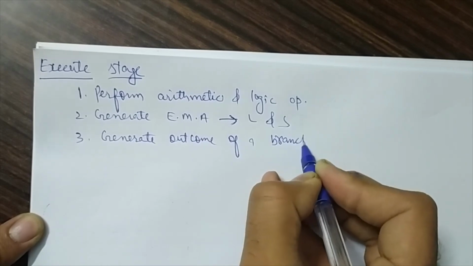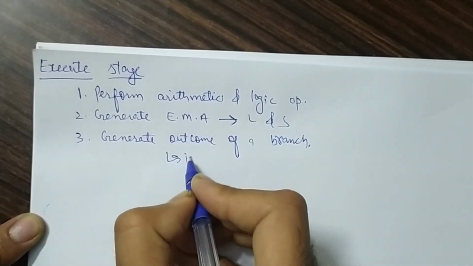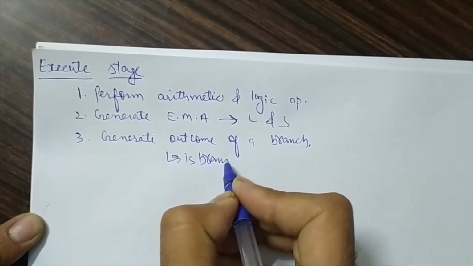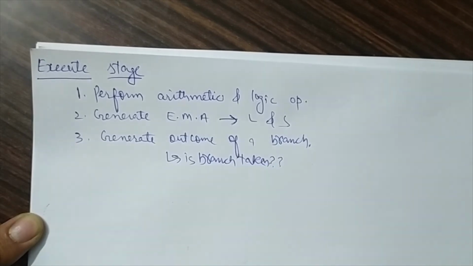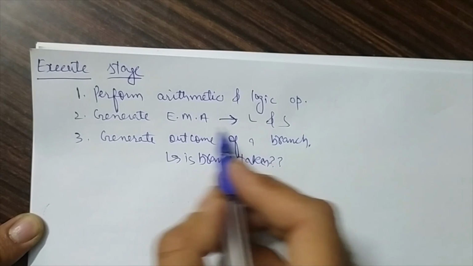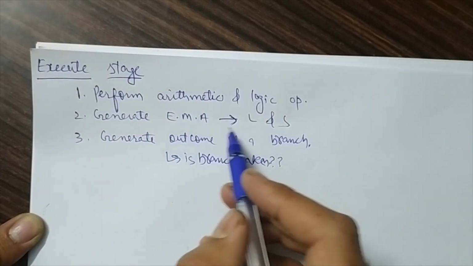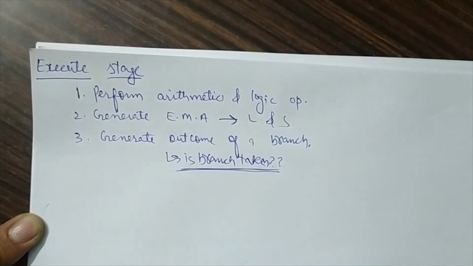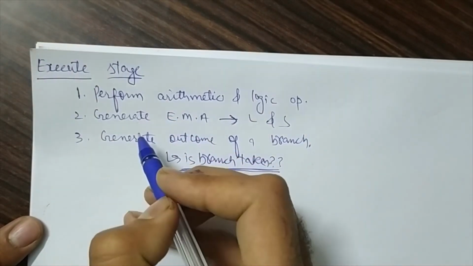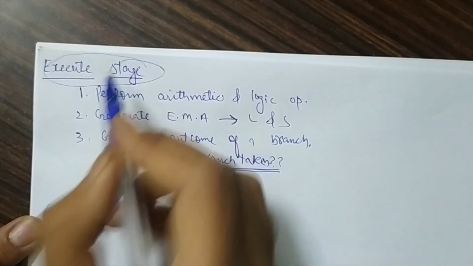That means this will generate this particular signal, is branch taken. So it will execute the branch instruction, and based on the outcome of this branch instruction, it will generate this particular signal, is branch taken, whether the branch is taken or not. So these are the three functionalities that our execute stage has to perform.